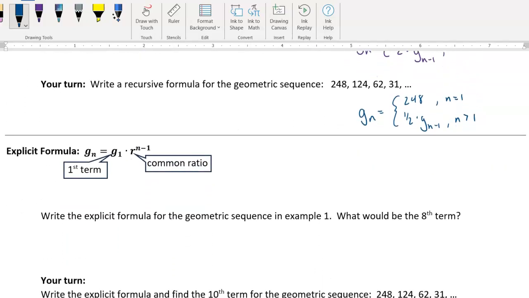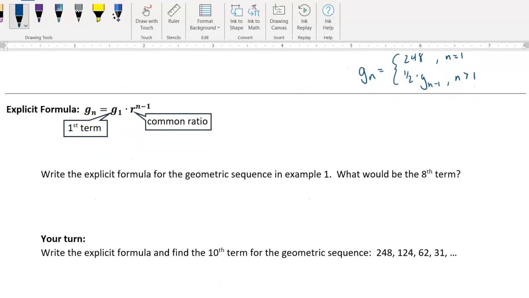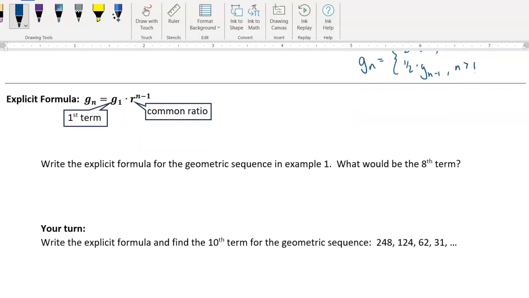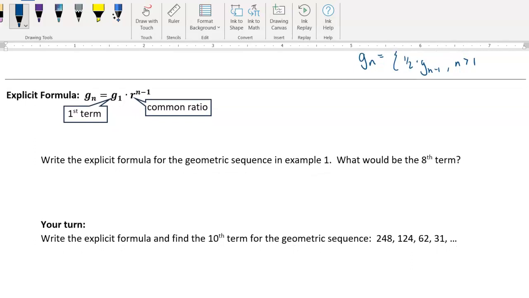All right, so not only did we have a recursive formula, but we also have an explicit formula. So same thing, g sub 1 still represents your first term, and r represents your common ratio. And again, those are going to be the numbers that we're going to plug in here. N is going to be a variable, so n is referring to whatever term number. So if we do know what term we're looking for, that's what we'd put in for n. But otherwise, if we just want an explicit formula, we would just leave it as n, or you could use x.